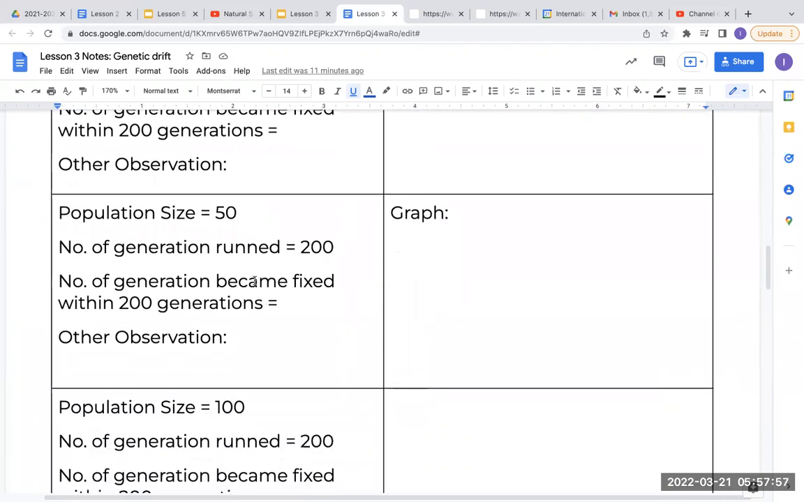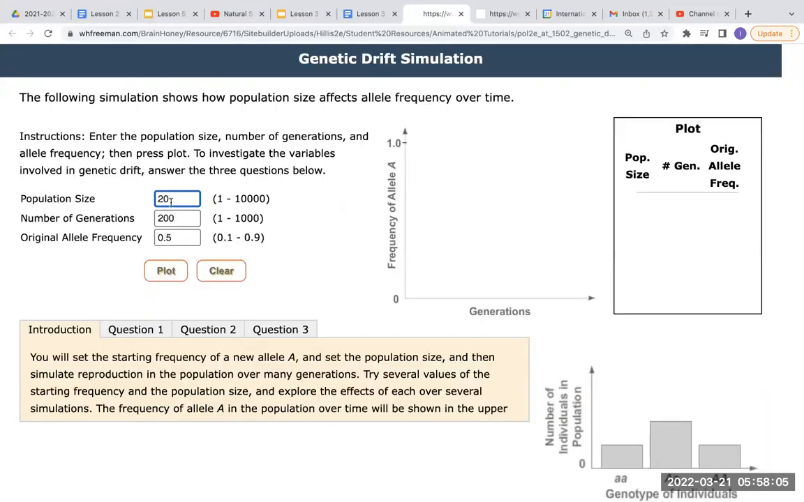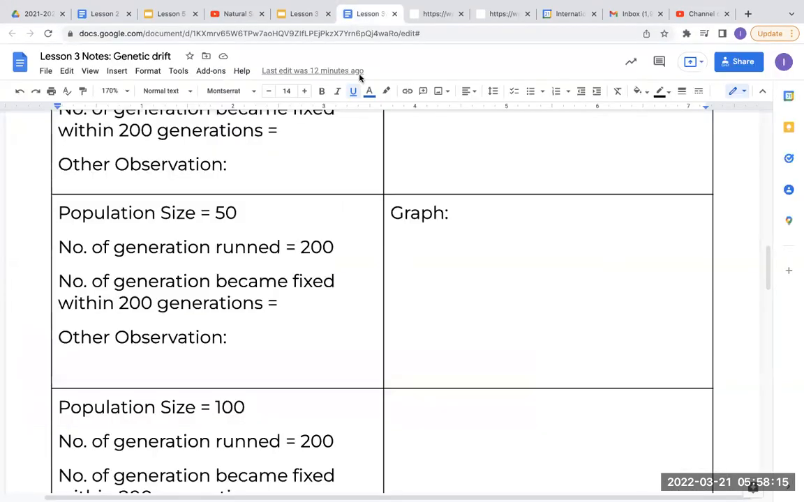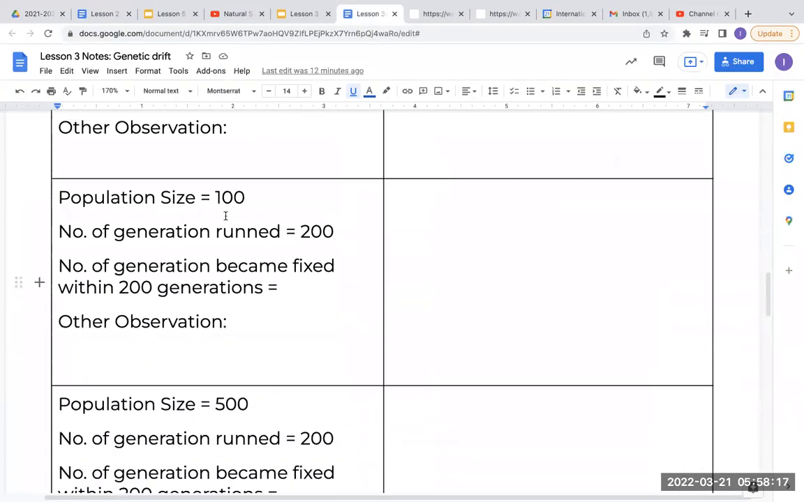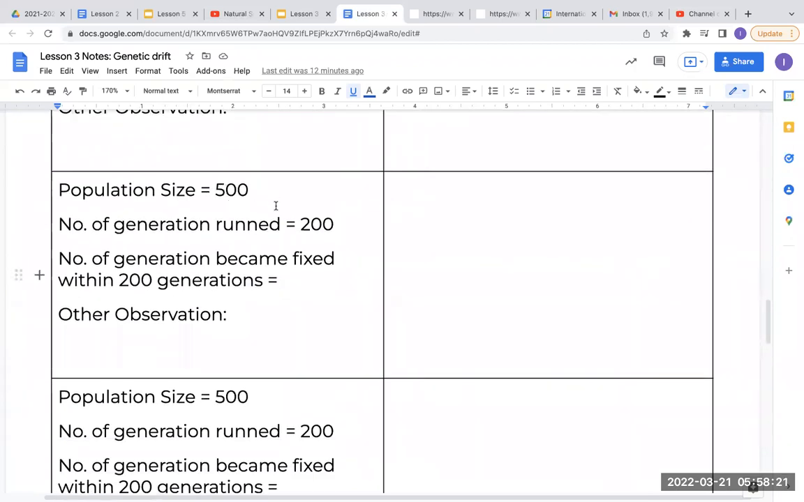And then I want you to increase the population size to 50. Do not change the generation and do not change the allele frequency. All right, just change the population size to 50. Again, plot 5 times without clearing. Generate a graph and put it in here. And then do the same for population size 100 and 500. And then we'll do it for 5,000 as well.